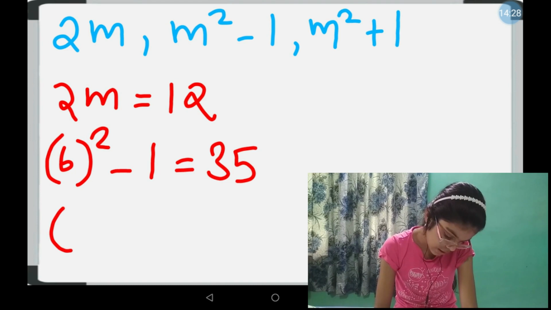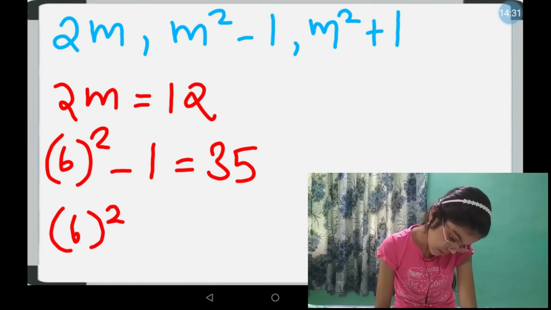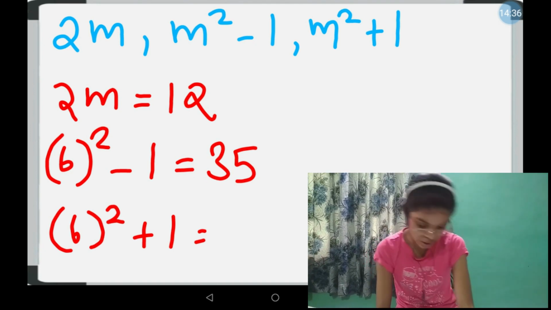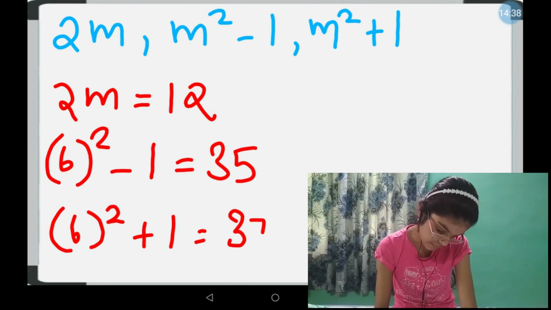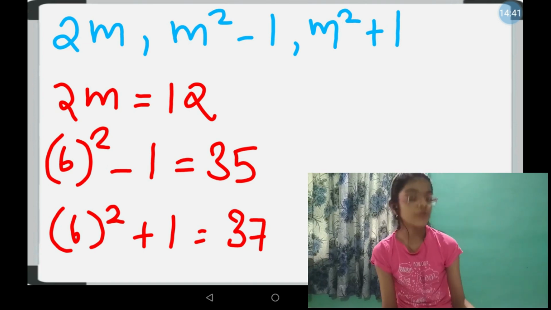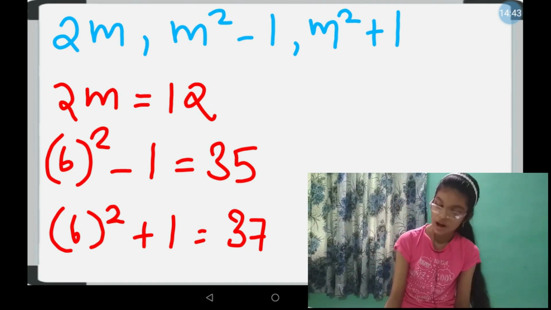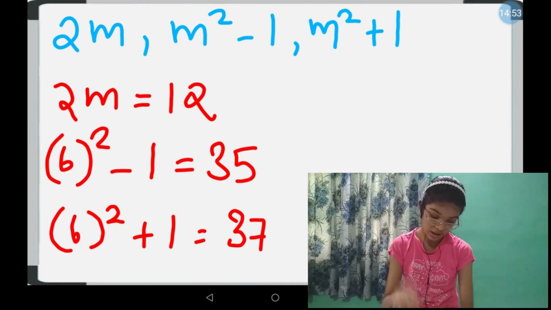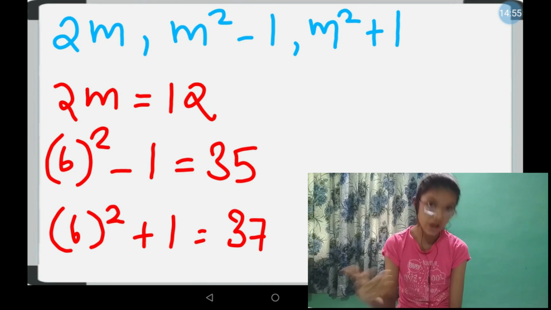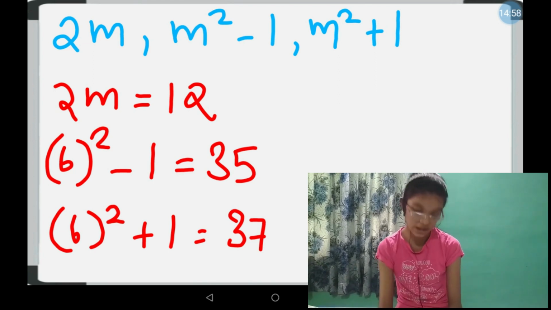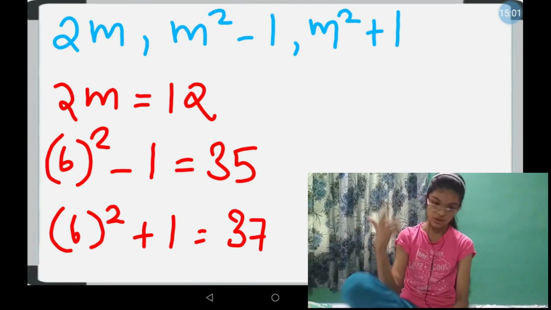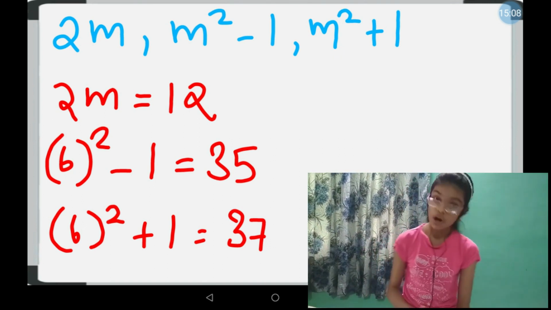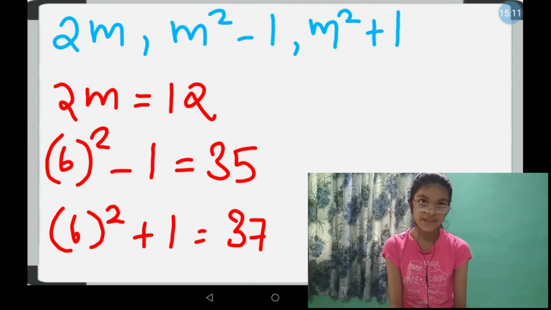And then 6 squared plus 1. And 36 plus 1 is 37. So we found our Pythagorean triplets. They are 12, 35, and 37. You can check your answer by squaring 12 and 35 and seeing if you get 37 squared as your answer. A squared plus b squared gives c squared. If your answer is right, then it should match this.